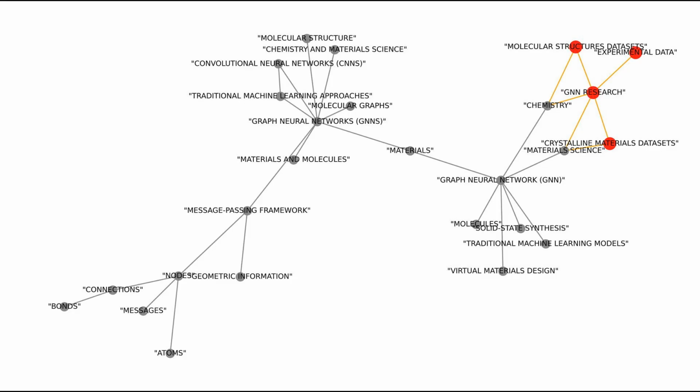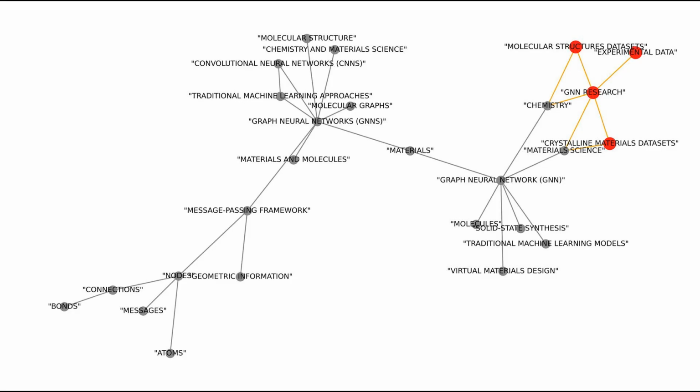When there isn't enough data available for a specific task, GNNs can leverage what they have learned from larger, more generic datasets. This means that the knowledge gained from studying one set of materials can be transferred to other tasks, allowing GNNs to make predictions even when data is scarce.